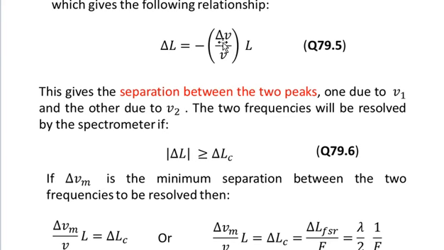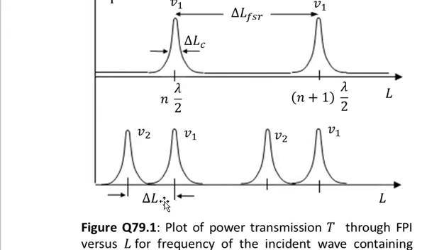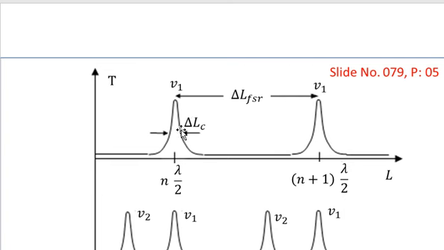So we have changed delta nu to delta nu m, and we have set delta L equal to delta LC, because the minimum condition is that delta nu m, the separation between the two frequencies, should not be less than the width of the peaks. So this delta L should be a separation that is at least equal to the width of the spectrum, delta LC, of the individual peaks.